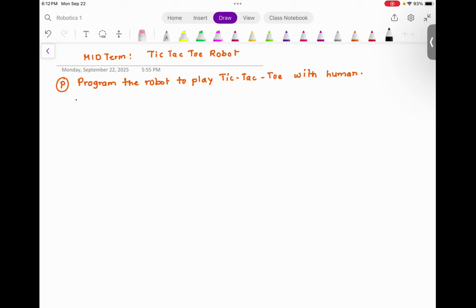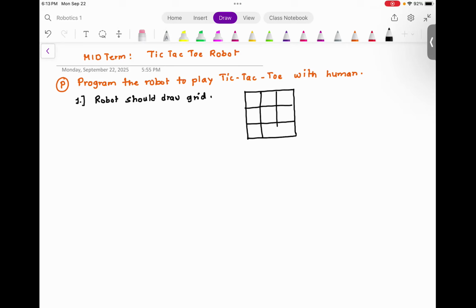So, step number 1: once you press the button or press a key on your computer, first, the robot should draw the grid. And this is drawing. So the robot should draw the grid, which is exactly similar to your first lab, where you specify the coordinates and the robot will draw the grid.